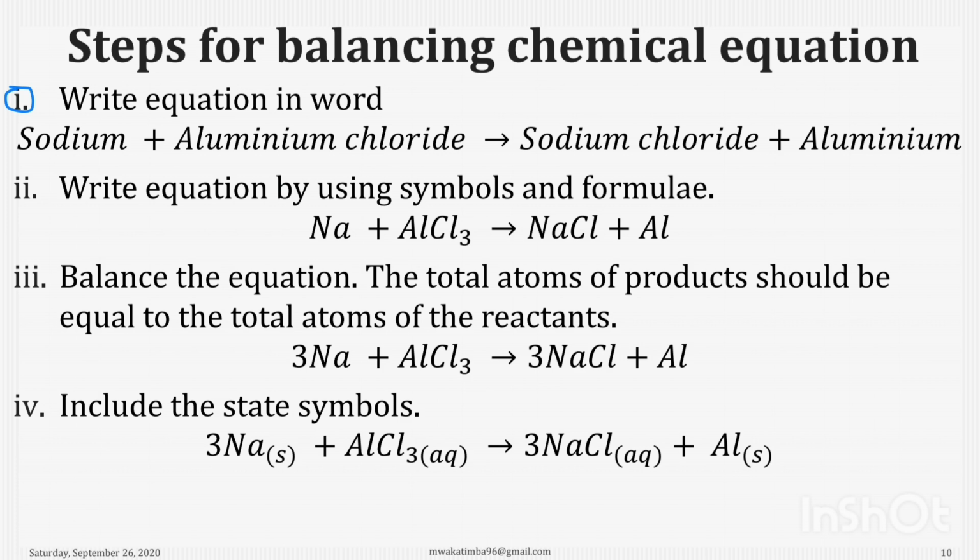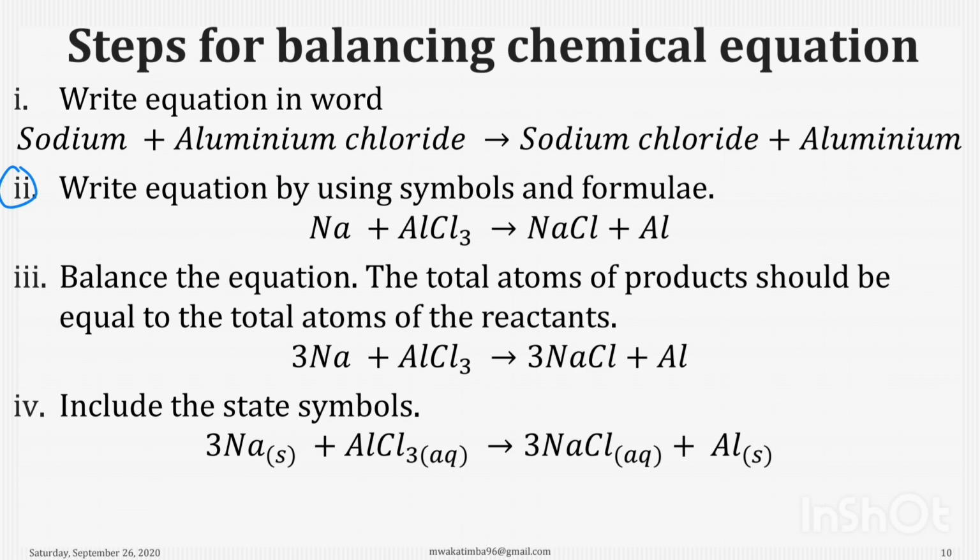For example, here we have sodium reacted with aluminum chloride to produce sodium chloride and aluminum. So this one is the word form. So the word form we have already accomplished. Now we jump to the second step, that is to write the equation by using the symbols and the formulas.